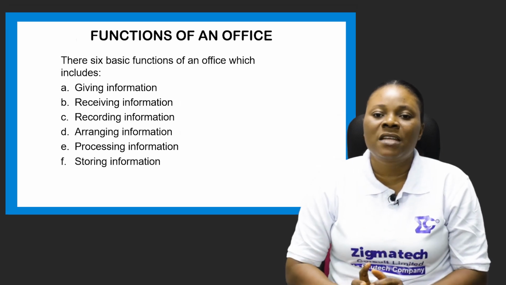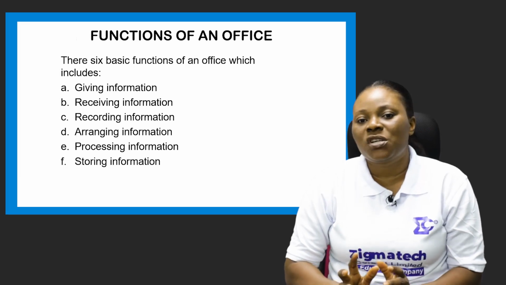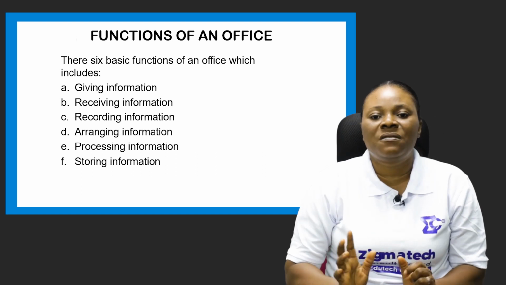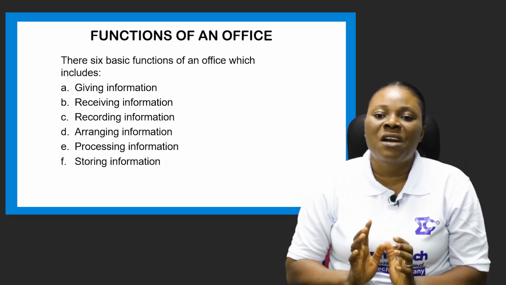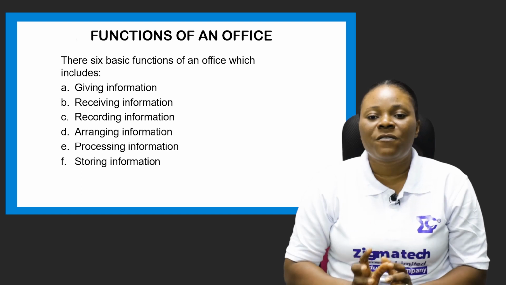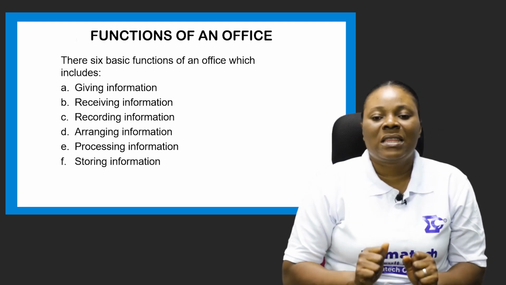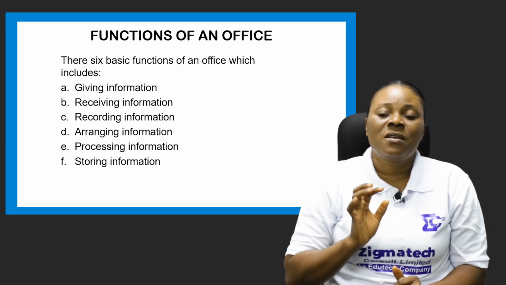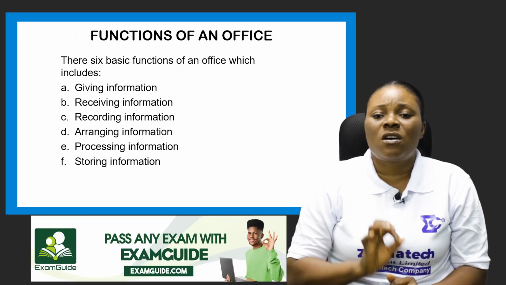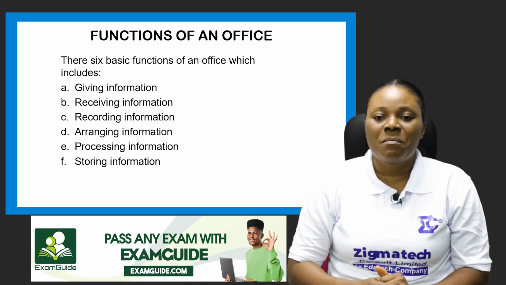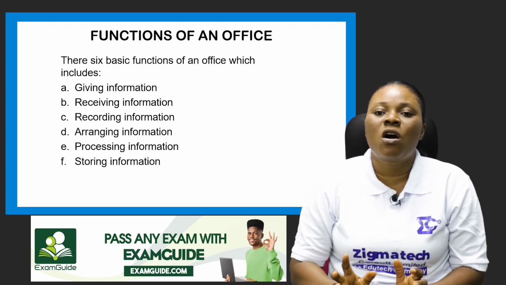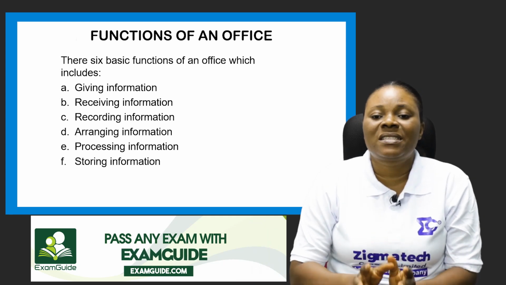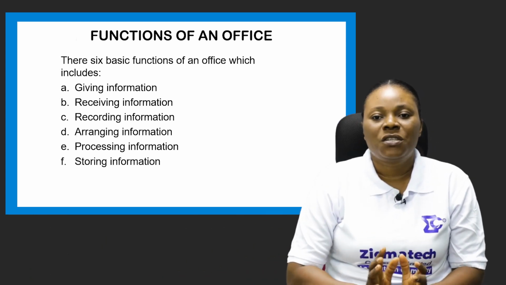Let's take it again. Number 1, giving information. Number 2, receiving information. Number 3, recording information. The 4th one is arranging information. The 5th one, processing information. And the last one, storing information. So you can see that every function of an office ends with information. So basically, all the things carried out in an office are all centered around information.